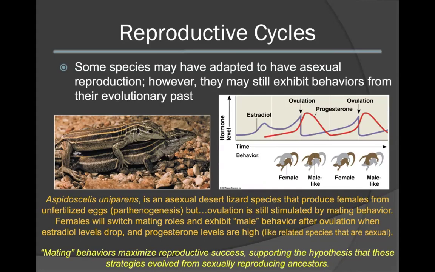As a result, females will switch mating roles and exhibit male behavior after ovulation when estradiol levels drop and progesterone levels are high. These cycles are similar to species that carry out sexual reproduction. Mating behaviors maximize reproductive success, supporting the hypothesis that these strategies evolved from sexually reproducing ancestors. Take a look at the diagram to the right to understand the role of estradiol and progesterone in the ovulation and mating behavior of these species.